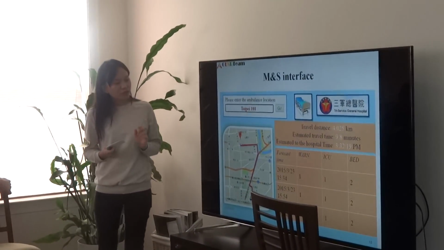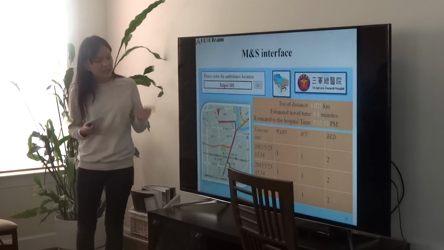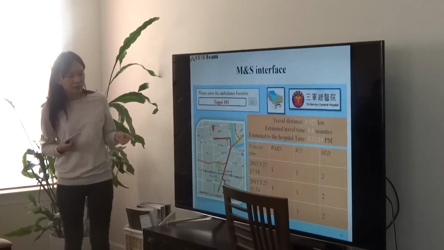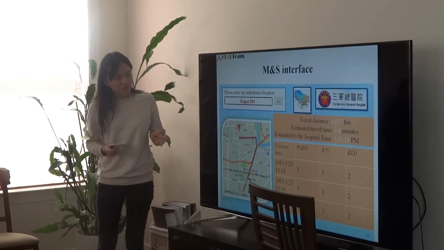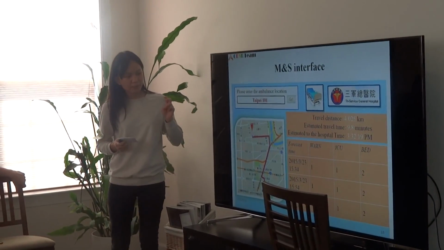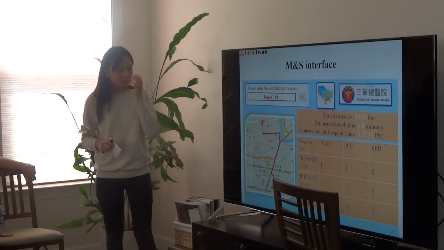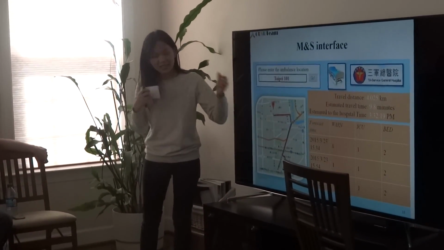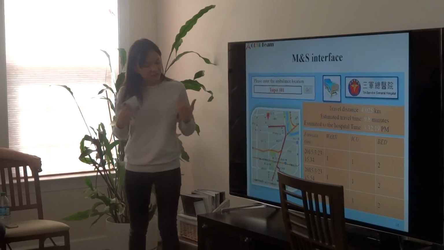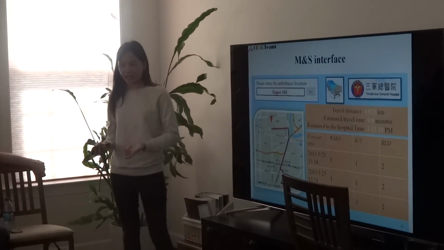Also, it will give you some information about the travel distance, the estimated travel time, and the estimated time of arrival at the hospital. And we provide 3 kinds of beds: the ward, the ICU, and the roller bed. As you can see here, the time difference: this one is 20 minutes ahead, this one is 40 minutes ahead, while the other one is 1 hour ahead.